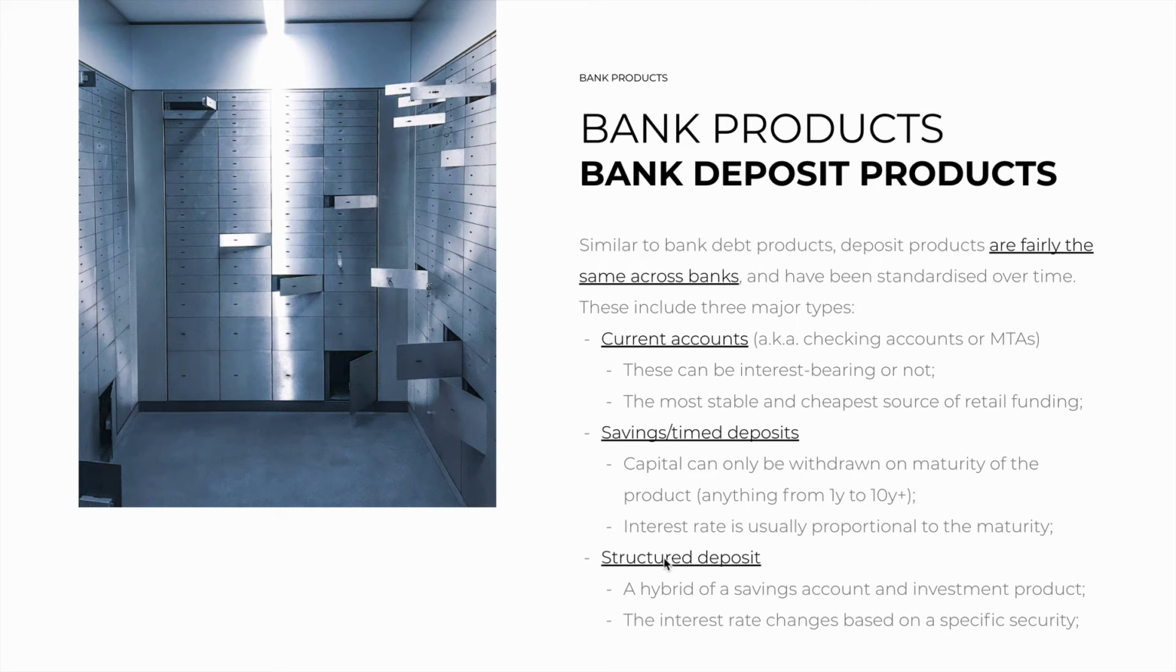And finally, we have structured deposits. These can be considered a hybrid of a savings account and an investment product. They are accounts where the interest rate increases or decreases based on financial instruments. For example, a structured account that depends on the mortgage market volatility. If the volatility increases, then my interest rate for this deposit increases as well. If the volatility decreases, then the interest rate decreases as well. In short, the interest rate changes based on the movement of a specific security. Your money is not affected, but the interest that you make is.